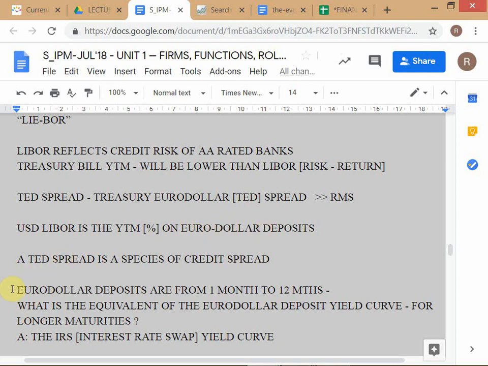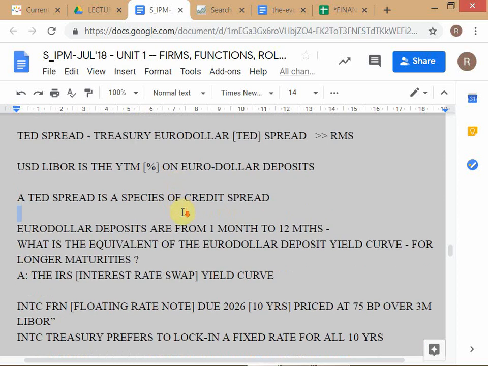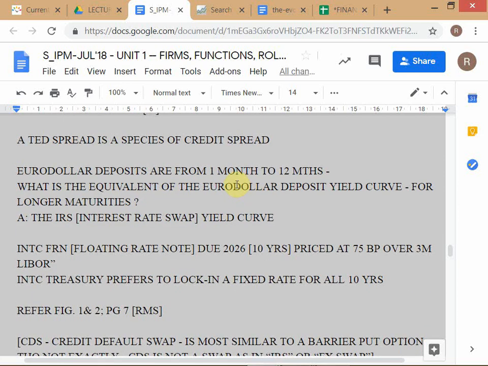Now, the reason we got interested in the interest rate swap curve. Notice that even in the last class I have used expressions like IRS. I have used these expressions. Again, I should not use the word eurodollar here. It's a euro deposit yield curve that is more important.